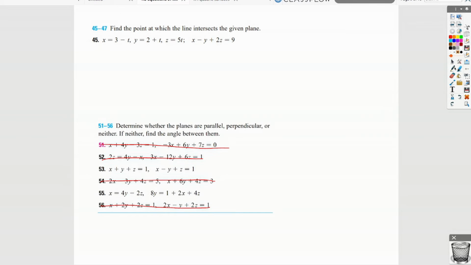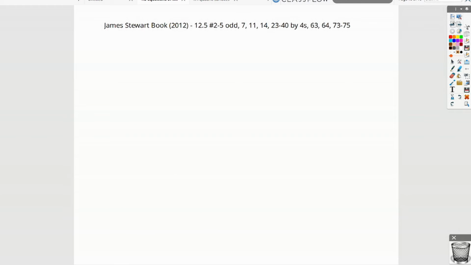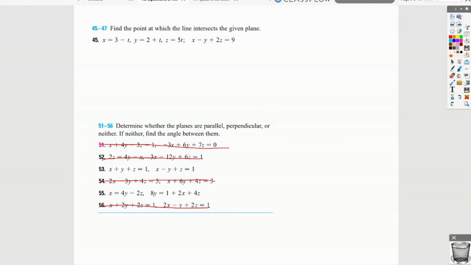So 45, we'll do 45, we'll do 53, and I don't even know if, okay, we should be able to get through these before 40 minutes hits. So find the point at which the line intersects the given plane, x minus y plus 2z equals 9. So which point does this intersect the given plane?